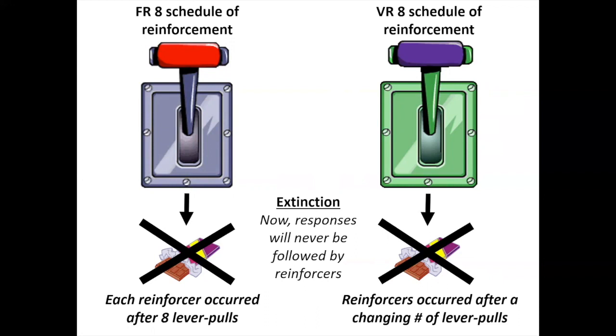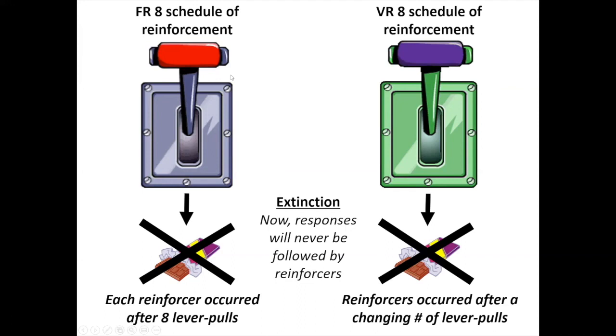Well, think about it. Which lever do you think I'm probably going to give up on first? Which response is going to get extinguished first? Pulling the red lever, which was on a fixed ratio schedule, or pulling the purple lever, which was on a variable ratio schedule? Which lever am I going to quit pulling first when pulling these levers no longer results in candy bars? It's probably going to be the red lever, right?